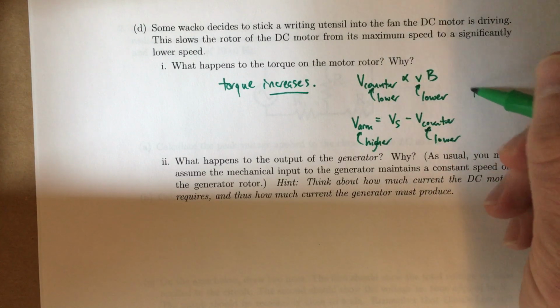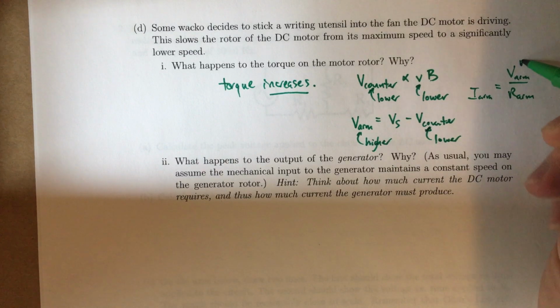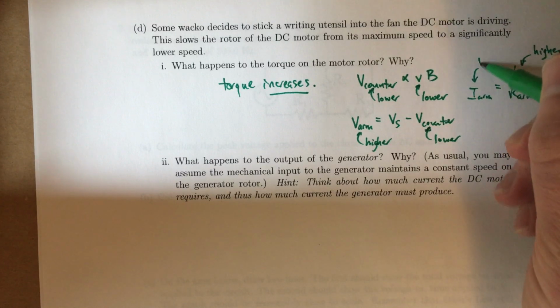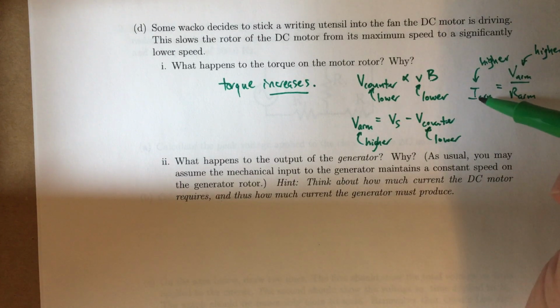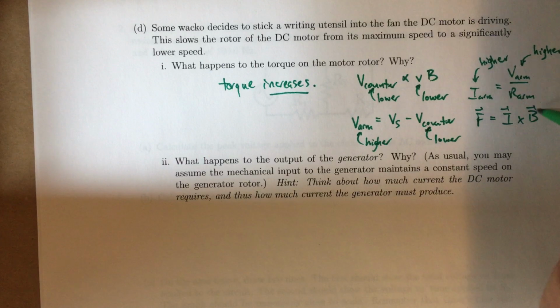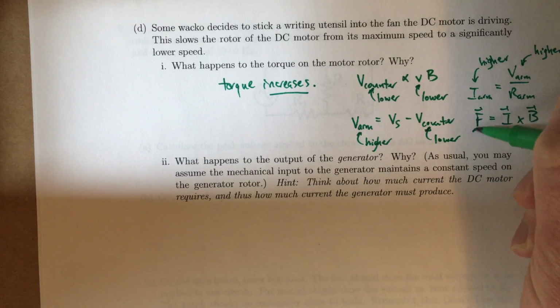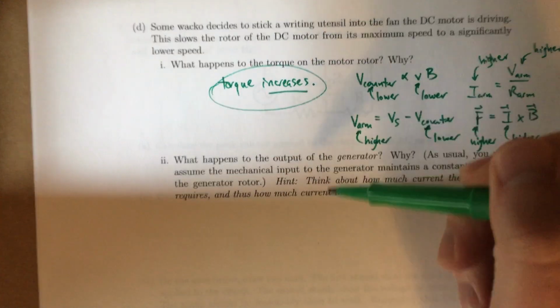Okay, if the voltage across the armature is higher, then the current through the armature is higher. And if we have higher current through the armature, then the force, and thus the torque, on the armature, remember this equation from the equation sheet, this is the Lorentz force equation. If this current is higher, then this force is also higher. So the torque increases, all right?